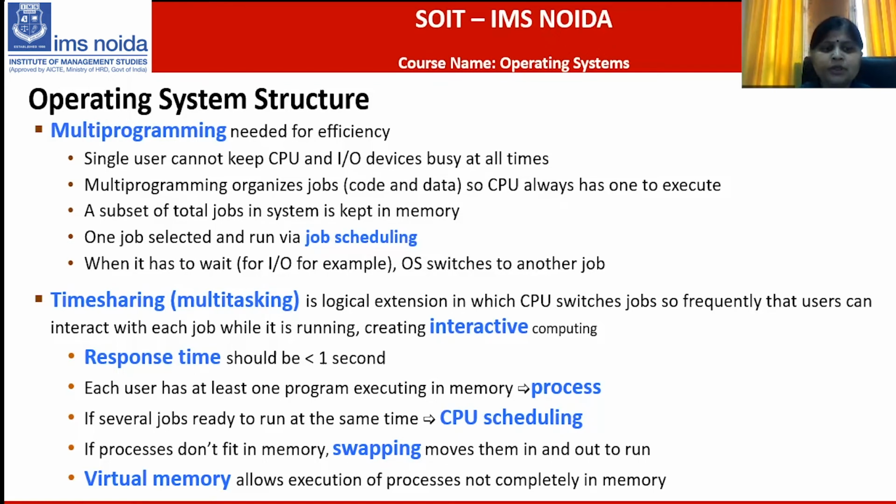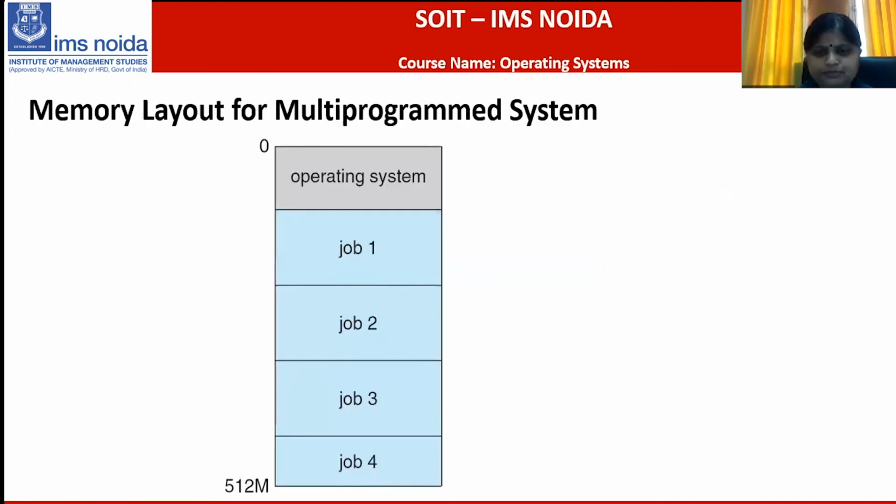That is a process. If several jobs are ready to run at the same time, CPU scheduling is required. If processes don't fit in memory, swapping is required, which moves them in and out to run. Virtual memory allows execution of processes not completely in memory. This is the memory layout of a multi-program system, where many jobs are in the queue, and the queue is maintained by the operating system.